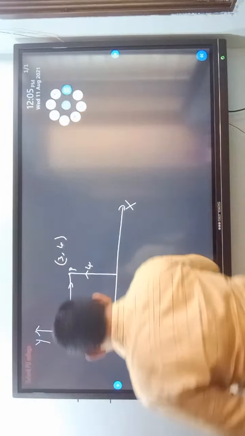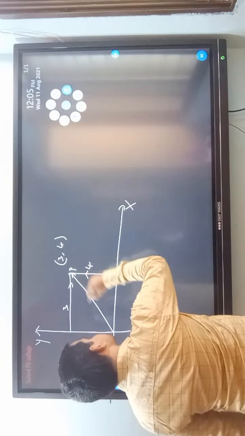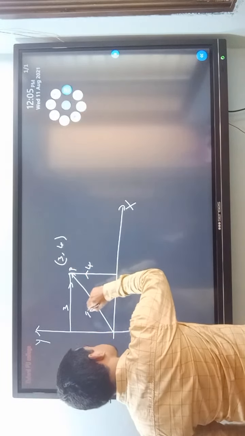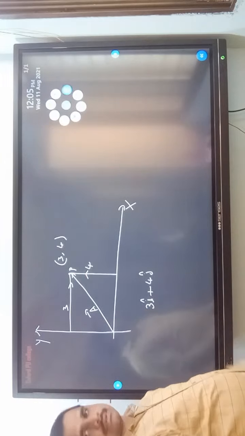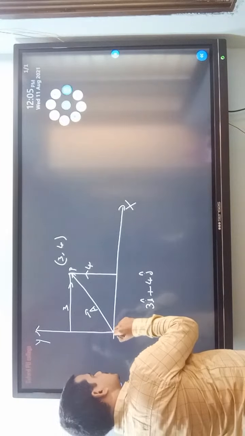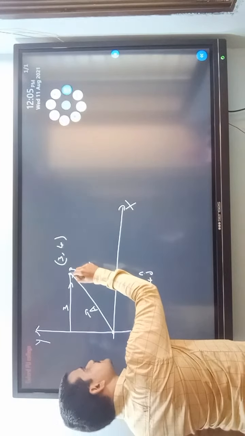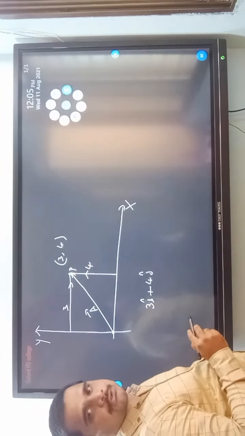Now, fine. So this is the vector here. Actually, this is the vector A bar. Got it? What is the length of this one here? How can we find it? The distance between the two points.